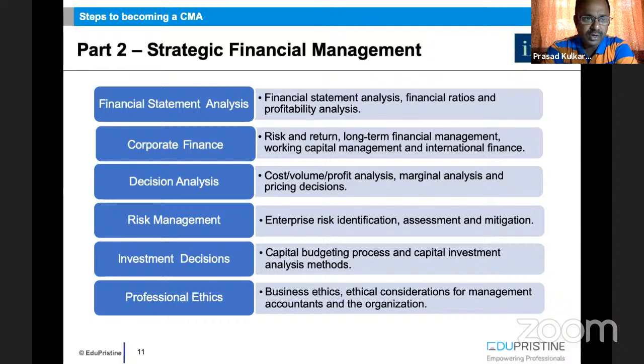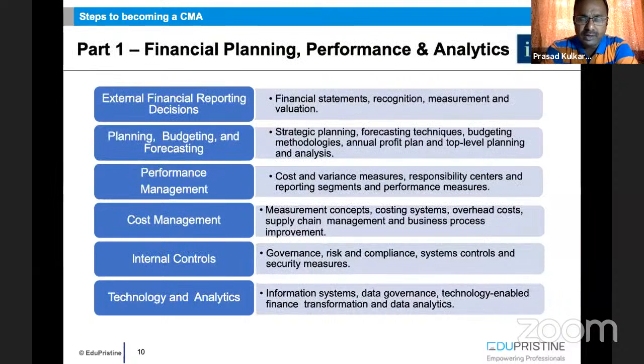Okay, so let me just go back. Chapter number 1 is mostly theory. There are a few very small mathematical problems that you will encounter over here. Planning, budgeting, and forecasting: theory and a little bit of mathematics, not great mathematics. Performance management: purely mathematical. When I say mathematical, it is simple mathematics, but you will have to do some calculations over here. Cost management: a little bit of mathematics. Internal controls: theory. Technology and analysis: theory. So there are 2 or 3 topics from part 1 which have some mathematics involved. Otherwise, most of it is theory.